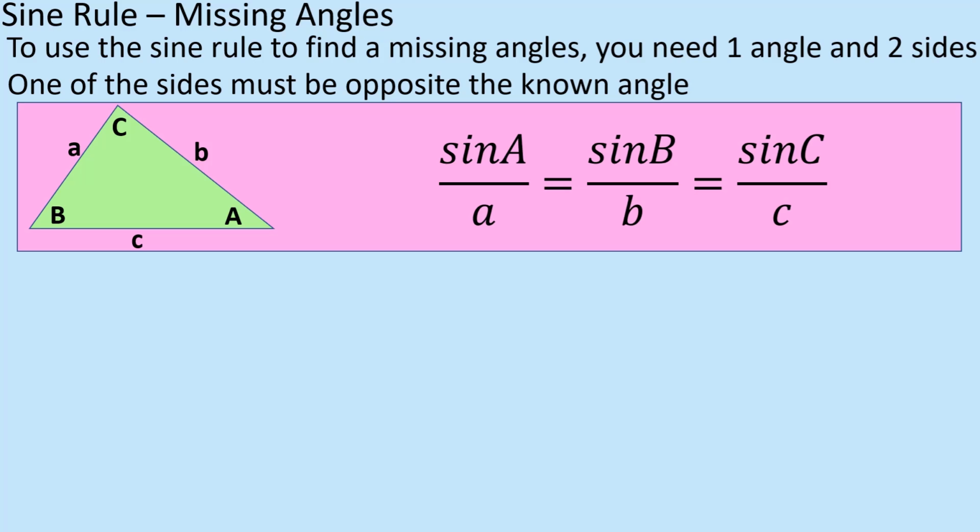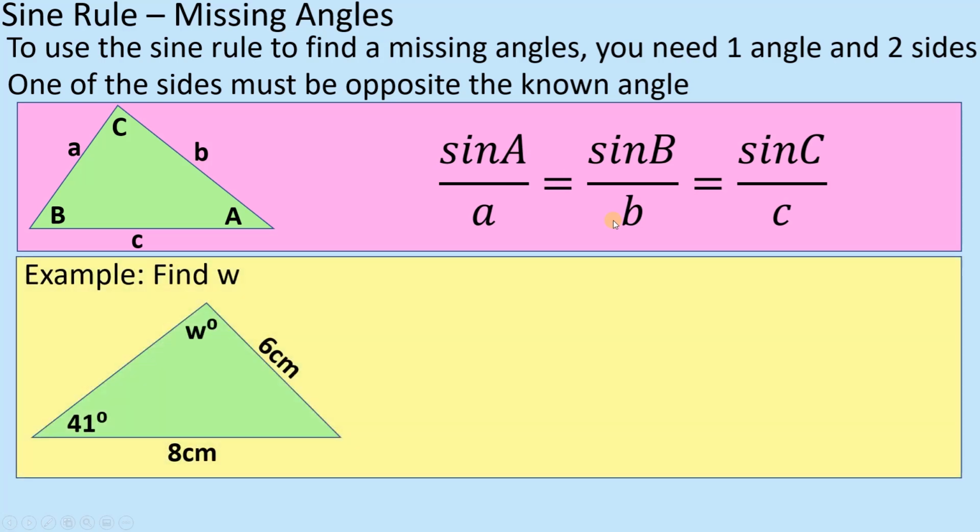What you should notice is that this one is now flipped upside down. So a over sine A and b over sine B before, but like any kind of fraction, as long as you do the same thing to both sides, it's absolutely fine. So we just flipped it on its head to make your life a little bit easier when dealing with angles, because that means my unknown is going to be at the top, which I mentioned in the previous bit. So sine A over a equals sine B over b. Okay, so let's have a look at an example.